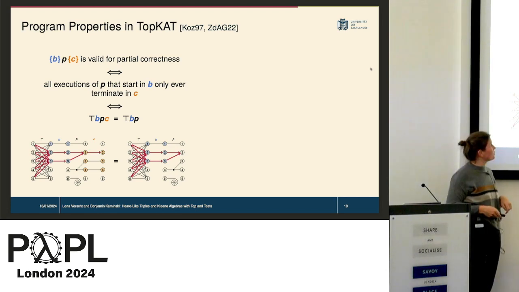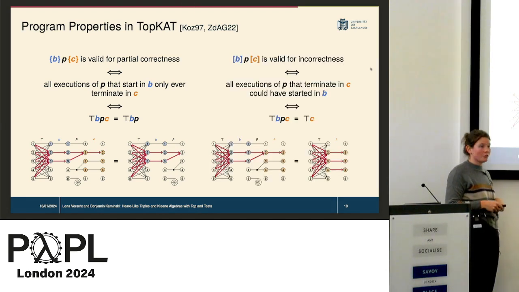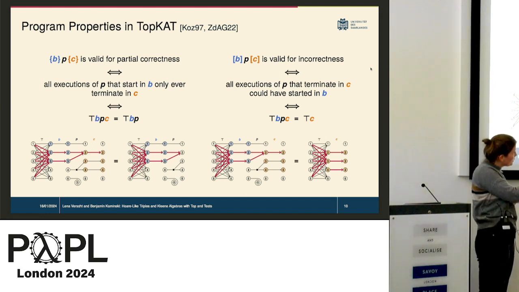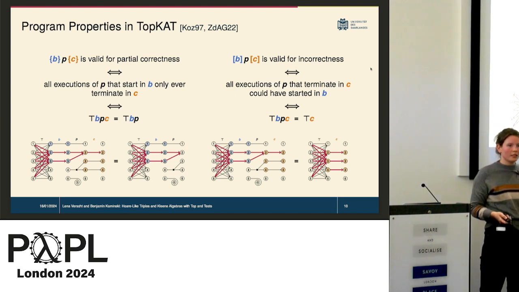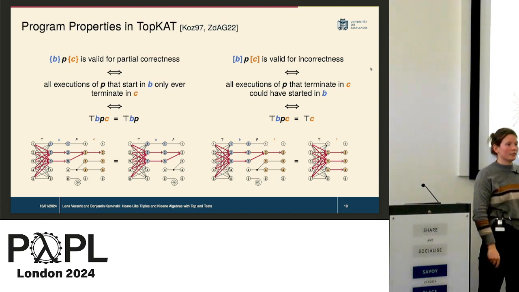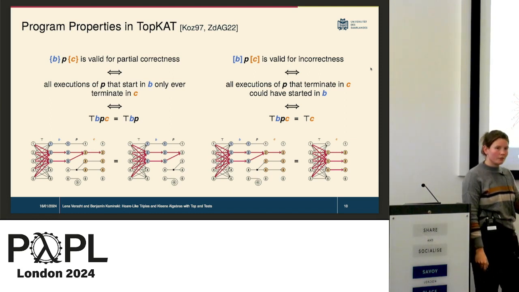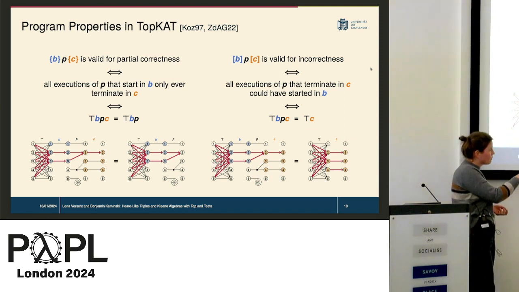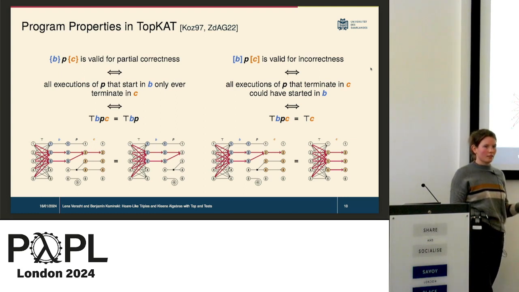Okay, and we can give a very similar equation for incorrectness. Namely, here we compare again all finite states that are in C and are reachable from B to all finite states that satisfy C. And if these two relations are the same, then for all states in C, there must exist a state in B from which C can be reached, which is exactly incorrectness.